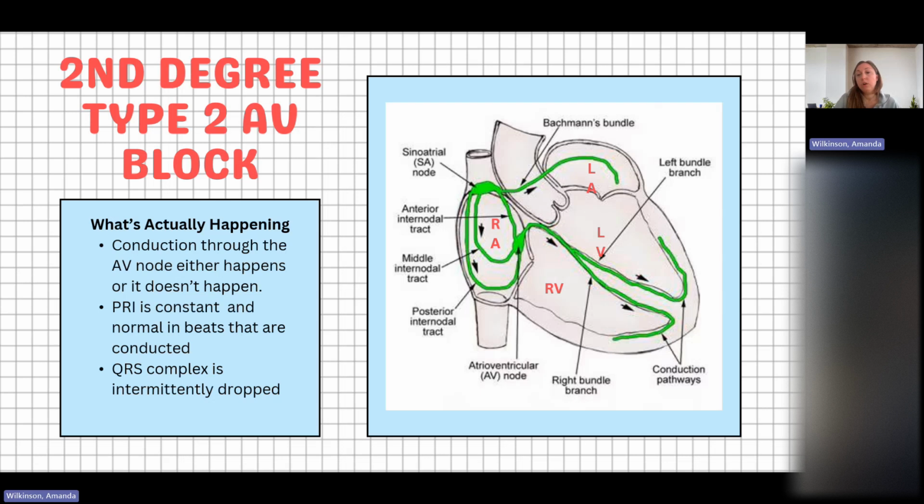So now we're going to move on to our second degree type 2 AV block. This is also known as a Mobitz 2, and this is one that is a little bit more concerning than the type 1. So unlike type 1, where the conduction gradually slows, here it's kind of all or nothing. So the AV node either conducts the impulse or it completely fails. The PR interval stays constant in the beats that do conduct, but then suddenly a QRS complex is dropped without warning. There's no progressive lengthening like we see in the Wenckebach or the type 1. It's just a sudden, unpredictable loss of conduction, and that's what makes this rhythm potentially dangerous.